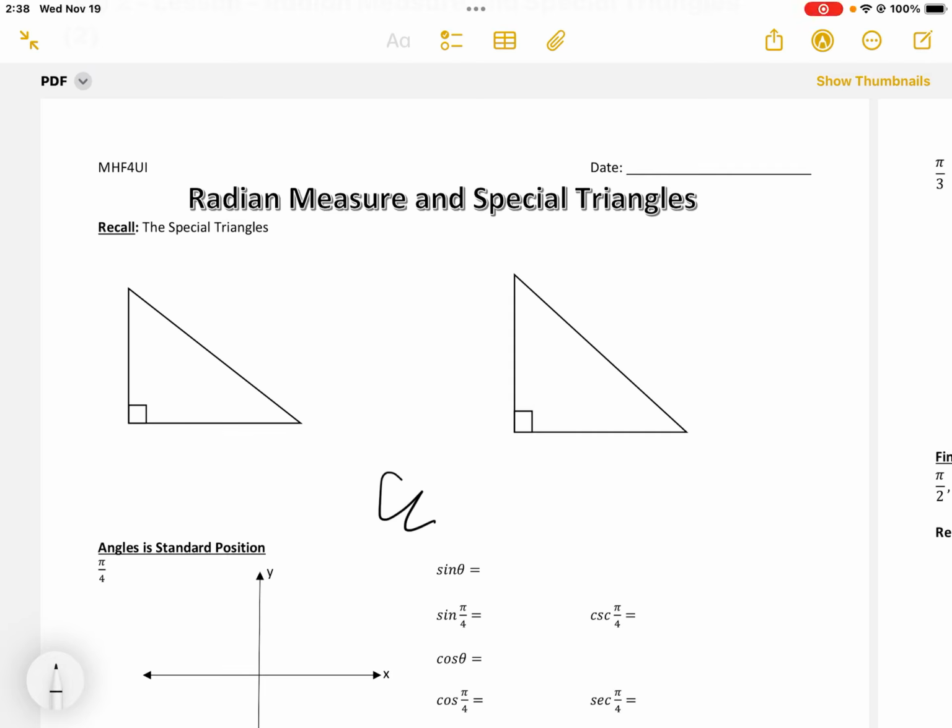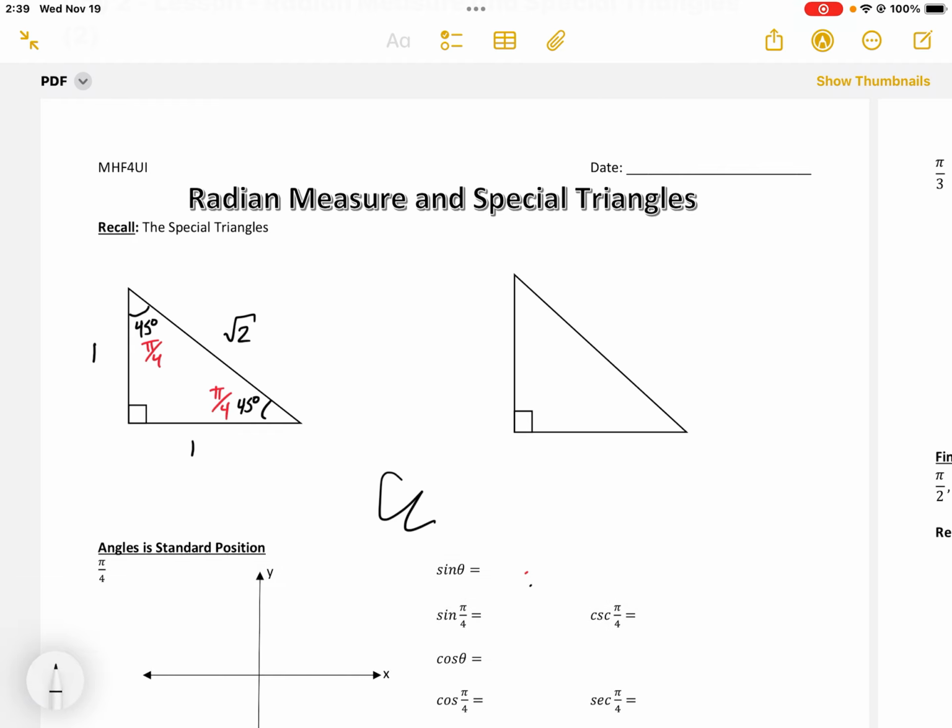In degrees, we had two special triangles to help us evaluate trigonometric ratios exactly. We have those same triangles in radians. In degrees, we had a triangle that was 45, 45, and 90, and the ratios of our side lengths were 1, 1, and root 2. Now that we're in radians, the triangle is the same, except our angle measurements are pi over 4 and pi over 4.